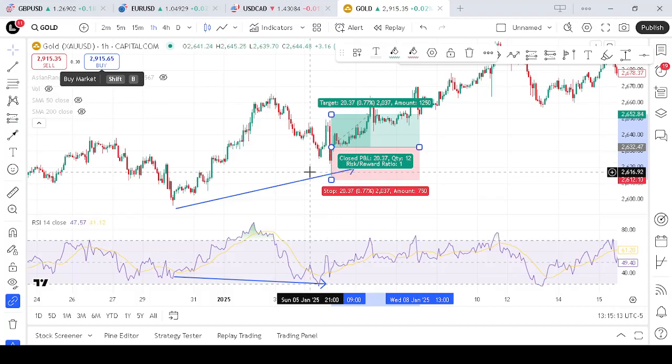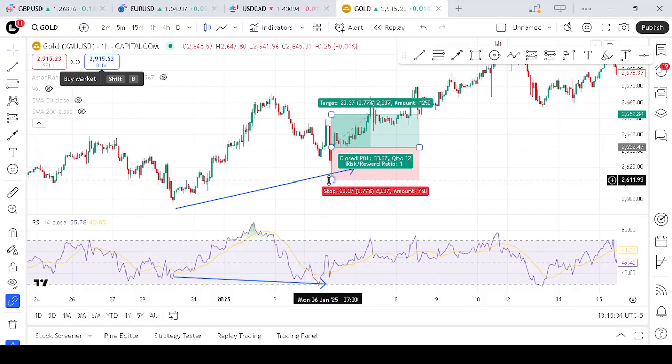Let's not forget risk management. Proper risk management is essential to protect your capital and ensure long-term success. You have to place your stop loss orders just below the recent swing low for a bullish trade, or above for a bearish trade. Like we did here, we put our stop loss just below.